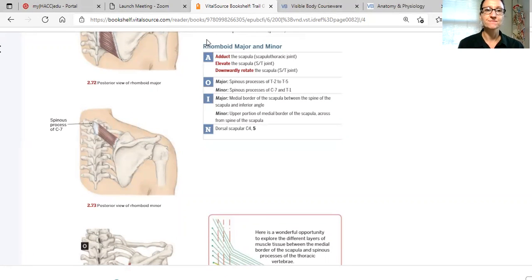All right. That's it for rhomboids. When we come back, we will have more deep shoulder muscles. Stay tuned.